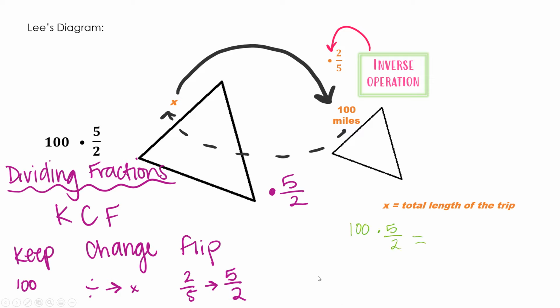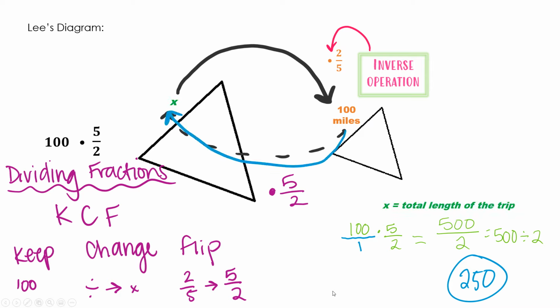So when we set that up, we have to put 100 over 1, and then we can just multiply straight across. So 100 times 5 gives me 500, and 1 times 2 is 2. So I have 500 over 2, which is the same as 500 divided by 2, which is, of course, 250. But what did I just find? Remember, we were multiplying 100 times 5/2 to figure out x, which was the total length of the trip.